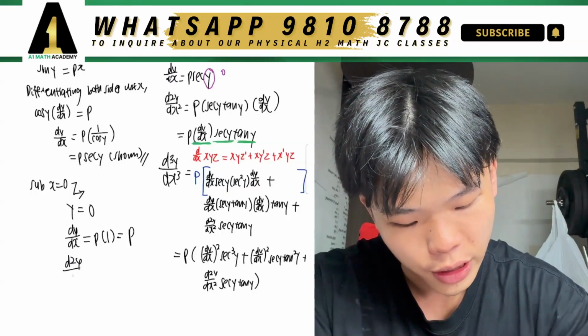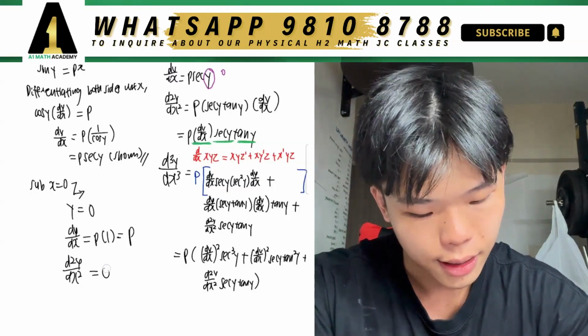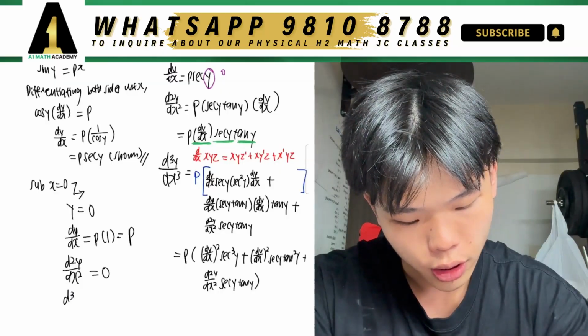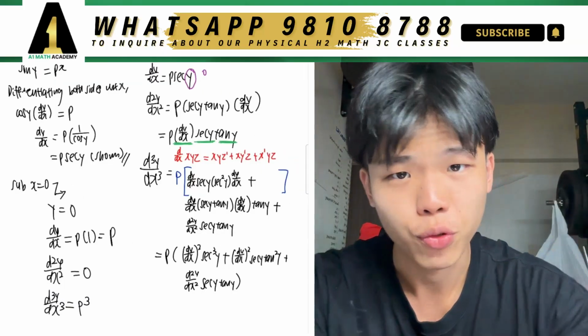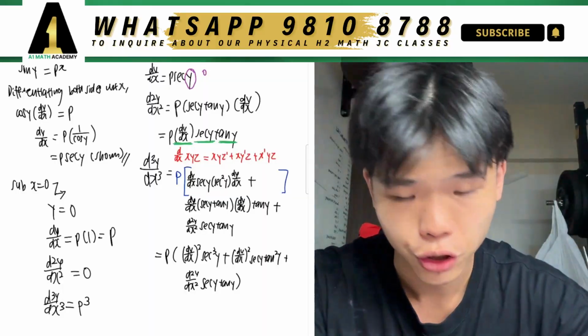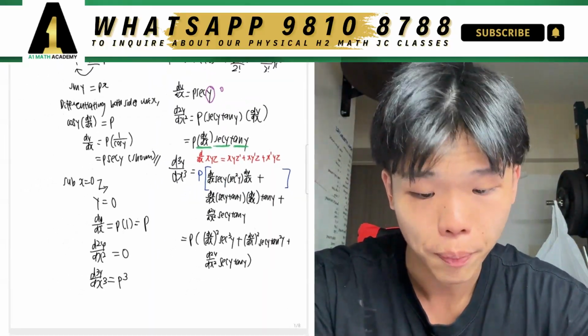Then you repeat the process for d²y/dx², you get that it's 0 over here. And then last but not least, your d³y/dx³, you get a final value of p cubed over here, right? You just repeat this whole entire process. It's rather lengthy, so I just jump right into it, right? So you get a final value of p cubed.